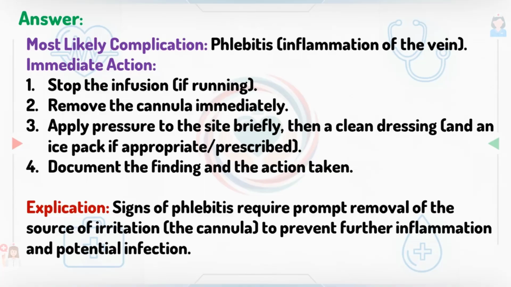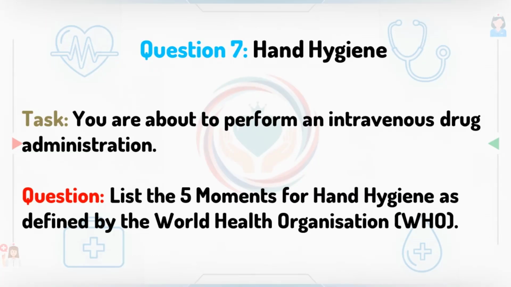Explication. Signs of phlebitis require prompt removal of the source of irritation, the cannula, to prevent further inflammation and potential infection. Question 7. Hand hygiene. Task. You are about to perform an intravenous drug administration. Question. List the 5 moments for hand hygiene as defined by the World Health Organization, WHO.